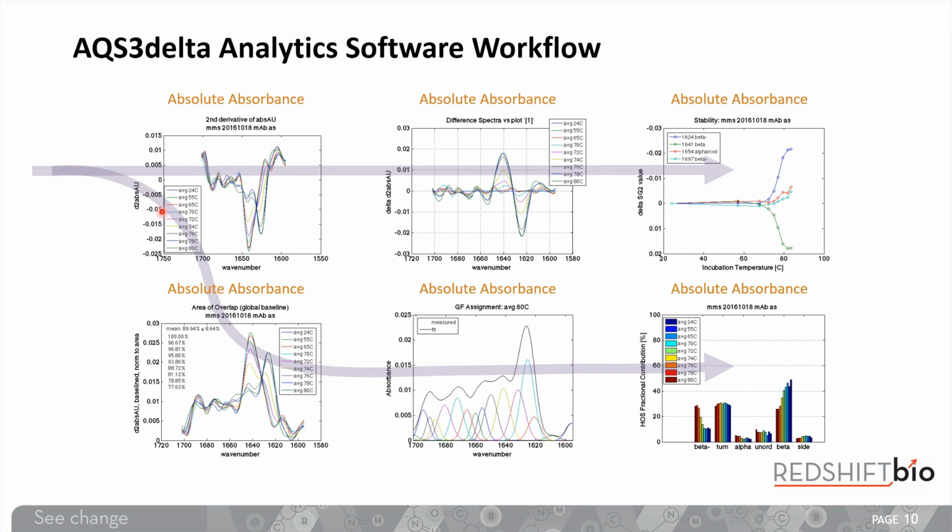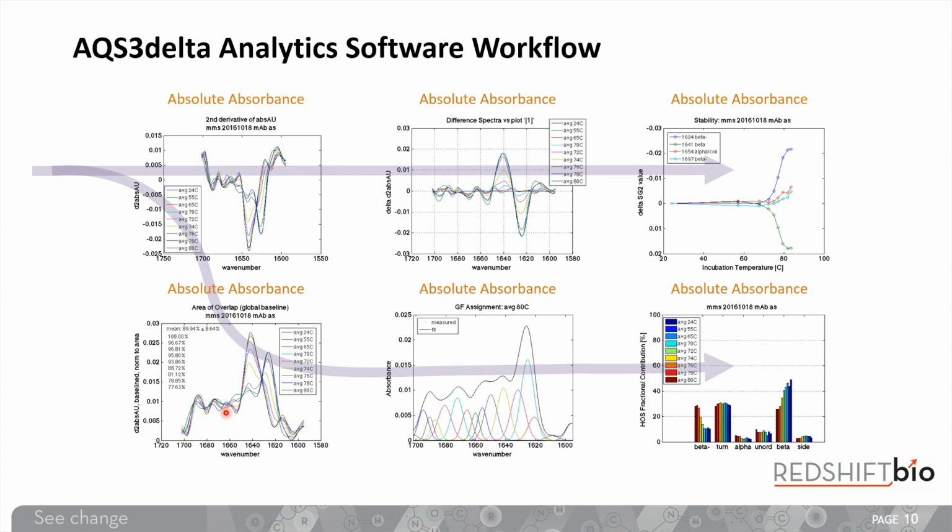Following the lower path in this software workflow, we can also generate higher order structural information in terms of the fractional content of higher order structure very quickly and easily by taking the second derivative and converting it into an area of overlap plot, which involves inversing the plot and then applying a global baseline. We can very quickly look at the percentage area of overlap between two spectra to determine how similar or how different those spectra are to one another on a simple percentage basis.